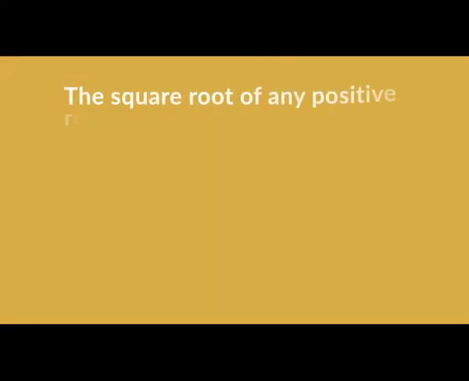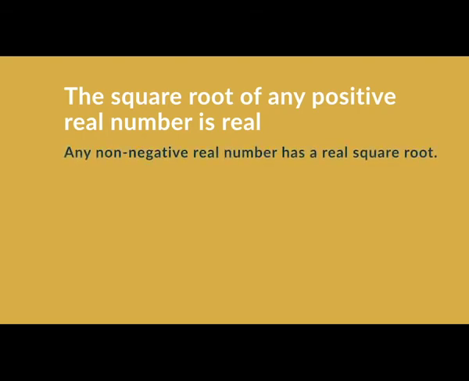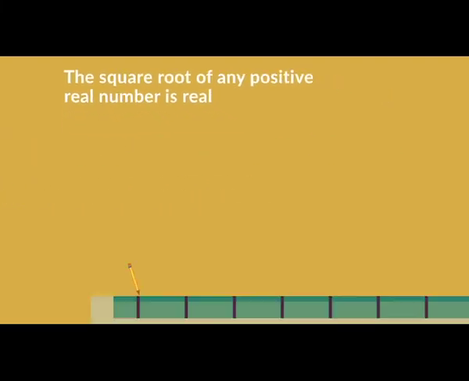Let's consider the operation of taking the square root of a real number. We know that the square root of a negative number gives an imaginary number. However, there is a theorem that states that any non-negative real number has a square root which is also real. Or, for any real number x greater than 0, the square root of x is real. We'll show this geometrically by constructing the square root of 4.35.